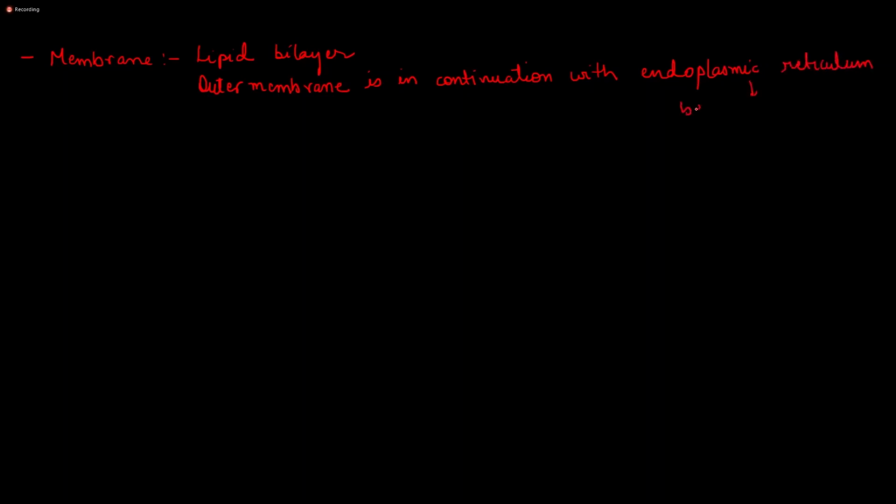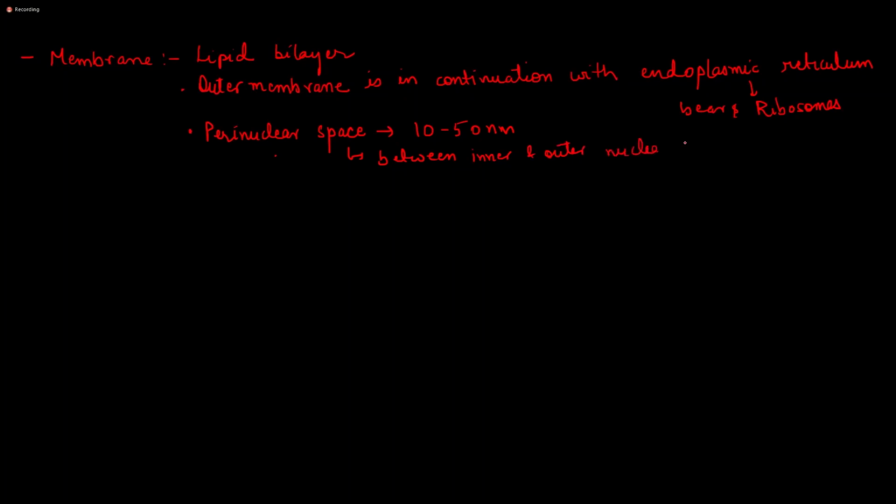And this endoplasmic reticulum bears ribosomes, right? Now the second thing is the perinuclear space. The dimension of this perinuclear space can vary from 10 to 50 nanometer, and it is the space between the inner and outer nuclear membrane. Right. So this is the membrane.